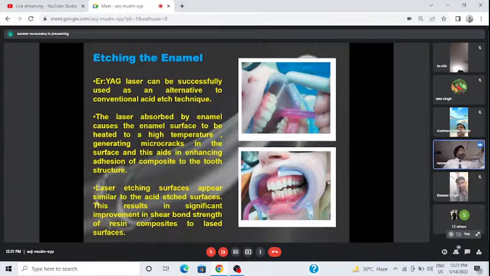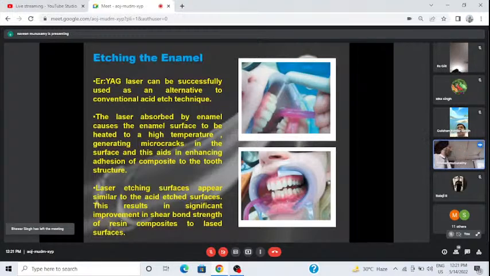All research has shown these micro cracks are similar to the etching pattern which you see with the orthophosphoric acid. So you can incorporate this and it really works. You don't have to give that very sore, bad taste of orthophosphoric acid to your patient.